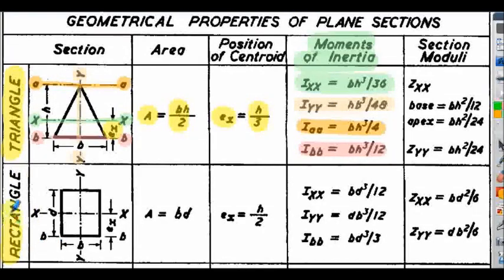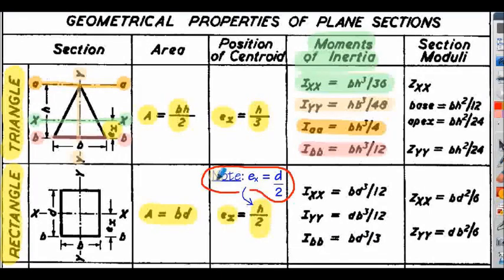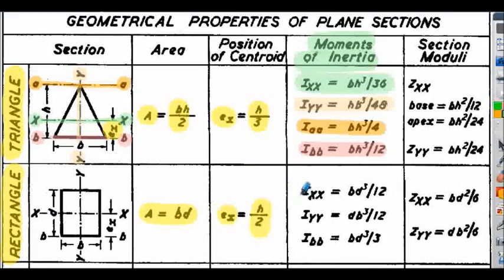Next section here we have the rectangle, and again we're quite familiar with the area being the base times the height, B times D. The EX or the Y location is half the height, so it shows h upon 2. Just note EX should have been stated as D divided by 2, not H divided by 2, because in the sketch here lowercase d has been used for the height of the rectangle, not H. A slight discrepancy in the original reference source. And then here we have the I about the XX axis shown here.